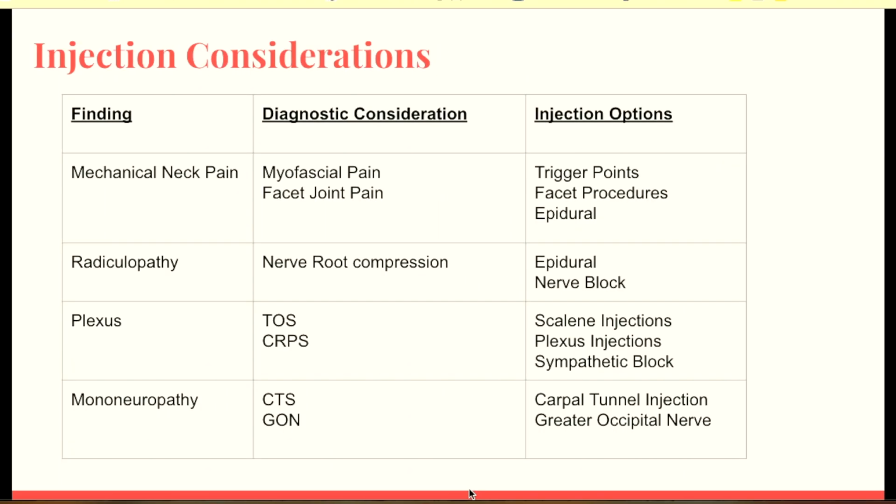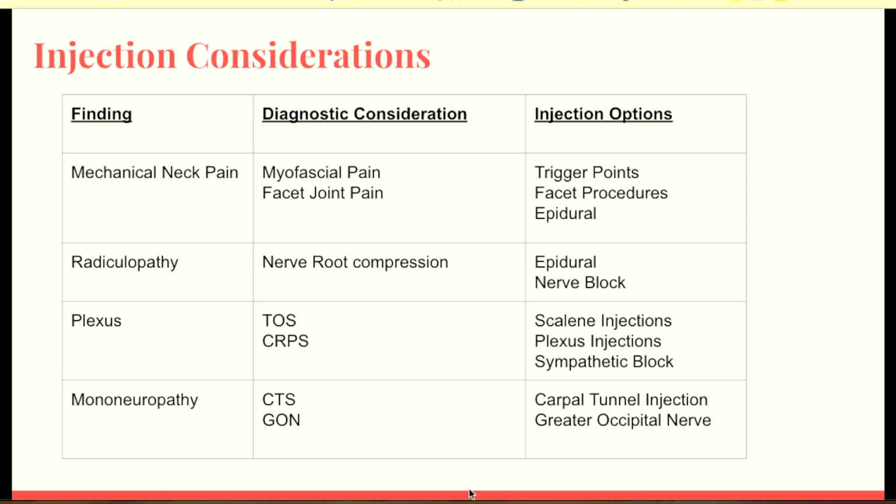So just to summarize, if I think that someone has mechanical neck pain, there's some injection options: trigger points, facet procedures, epidurals. If I think that someone has a nerve root compression, I can certainly consider an epidural or a nerve root block. If after doing my examination, I believe that this could potentially be in the plexus, I can be a bit more specific about what's happening.